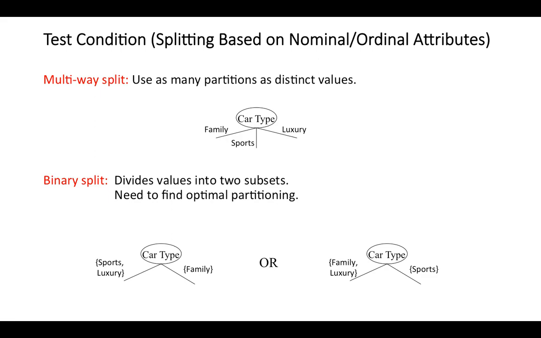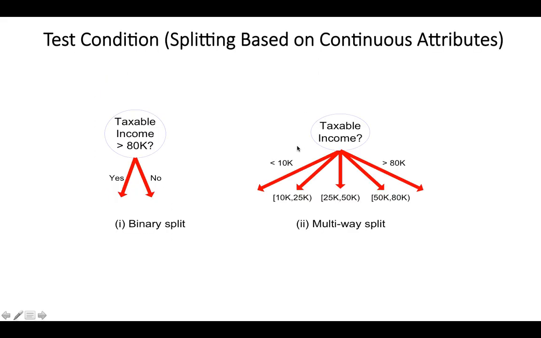You can club the sports and luxury in one category, right? And then the family into another category, right? Similarly, for the car type, you can club the family and luxury together and have the sports different, right? So this is a binary split, and this is a multi-way split, right?